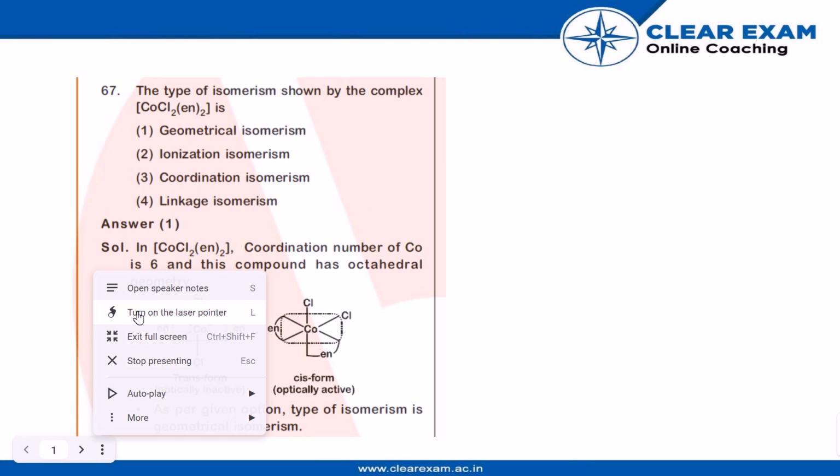So this is trans form, optically inactive, and this is cis form, optically active. As per the given options, the type of isomerism is geometrical isomerism. So the answer is geometrical isomerism, the first option, because the coordination number is 6 and this compound has octahedral geometry.